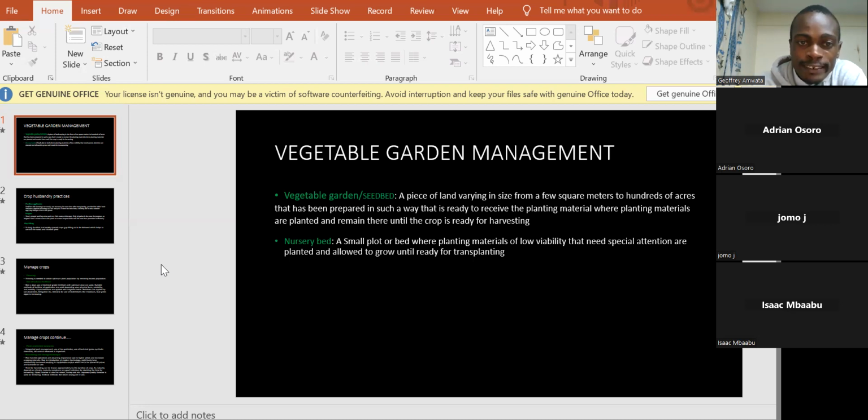In order for you to understand this better, I thought it good to define for you a nursery bed to avoid confusion. So a nursery bed is a small plot or a bed where planting materials of low viability that need special attention are planted and allowed to grow until ready for transplanting.